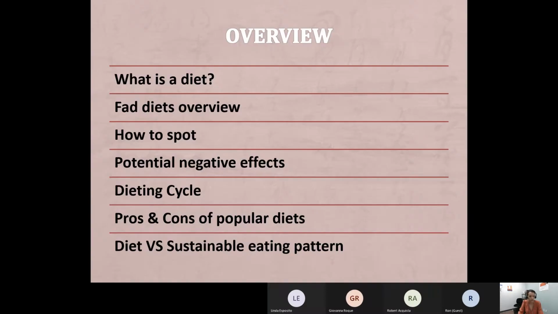So let's get started. We're going to be going over what is a diet, overviews of a few different fad diets, how to spot them, the potential negative side effects of them, the dieting cycle, the pros and cons of different popular diets out there, as well as how to create a sustainable eating pattern.